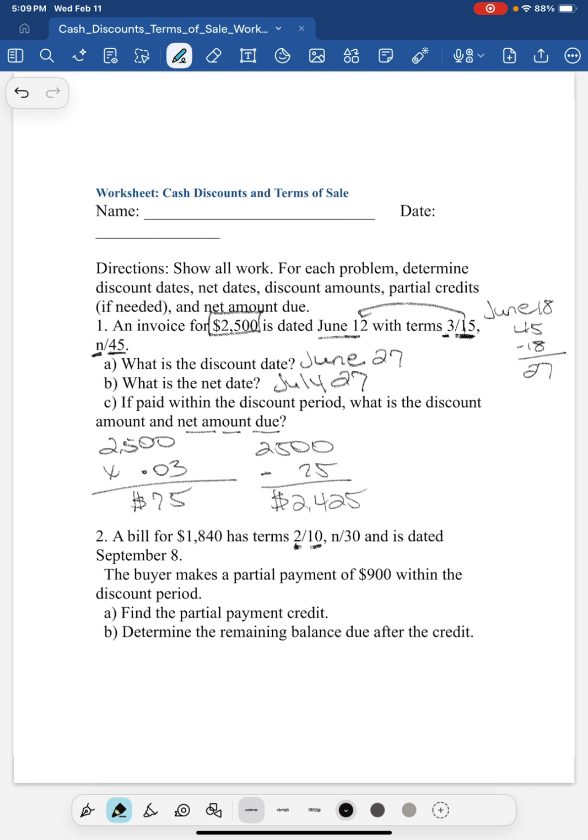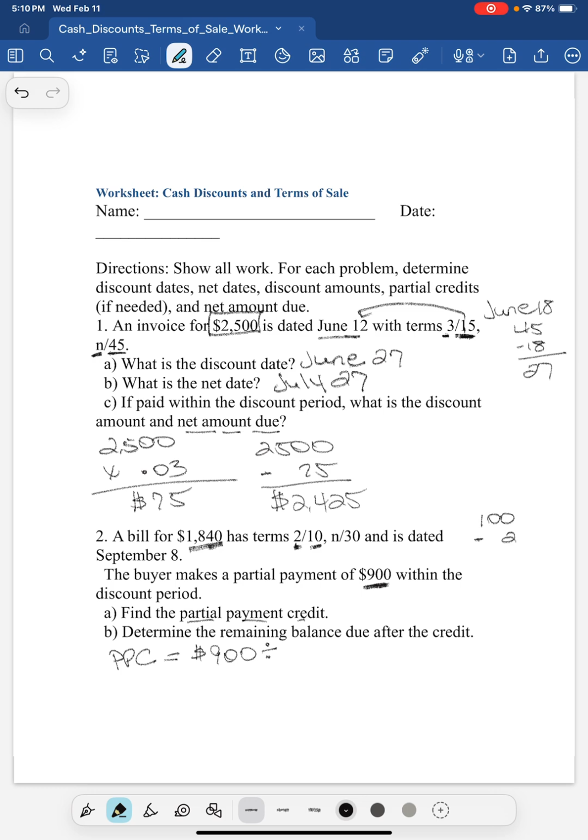So we know how many dollar credits to give them for what they paid. Because if they make a partial payment of $900 within the discount period, they're going to get more than $900 off this bill. Okay, so to do this, you just need to know this formula to find the partial payment credit. The partial payment credit is equal to the partial payment, which in this case is $900, divided by the complement, like we talked about in the other lesson, of the discount rate.